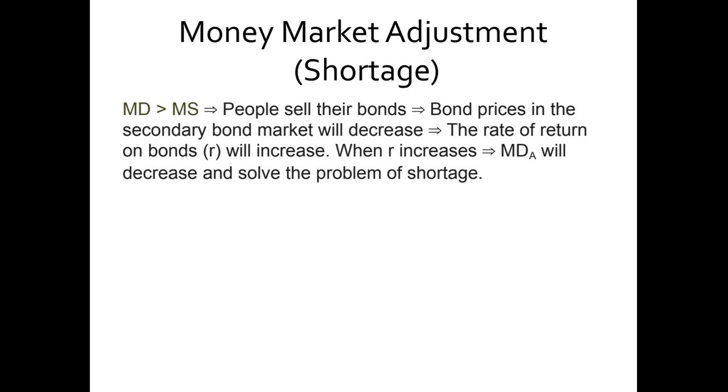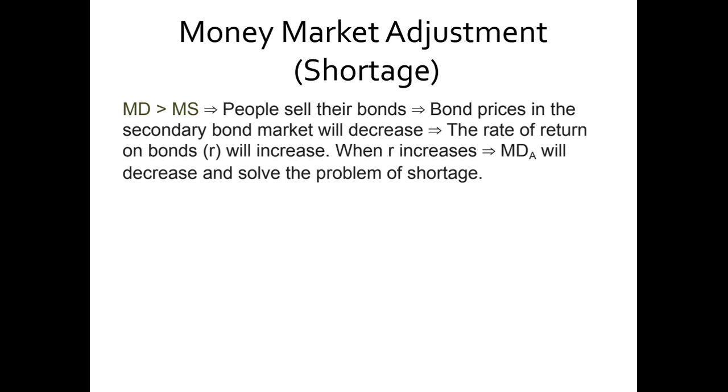How? People sell their bonds. Simple. When they sell their bonds, it means there's a surplus in the bond market. So bond prices in the secondary bond market will decrease because everyone is selling bonds. When the price decreases, I told you the rate of return on bonds will increase in the previous slide. When the rate of interest increases, the asset demand for money will decrease. Why? Because if the interest rate increases, people are going to buy more bonds. Therefore, they are going to demand less money. So MDA will decrease and solve the problem of shortage.